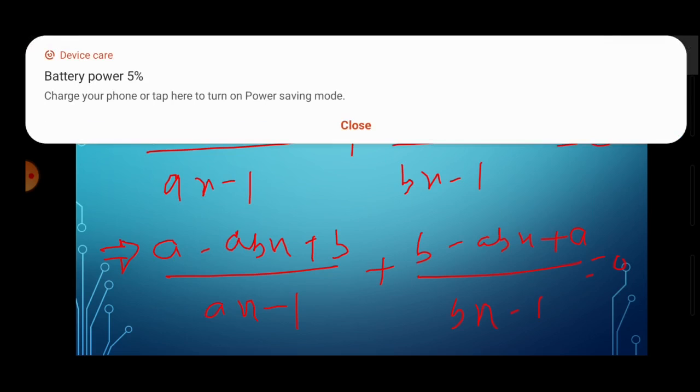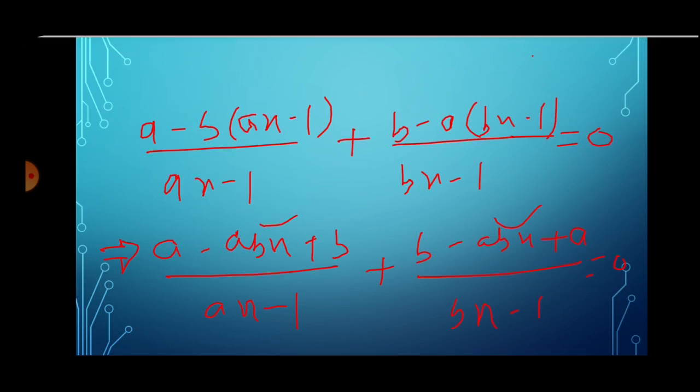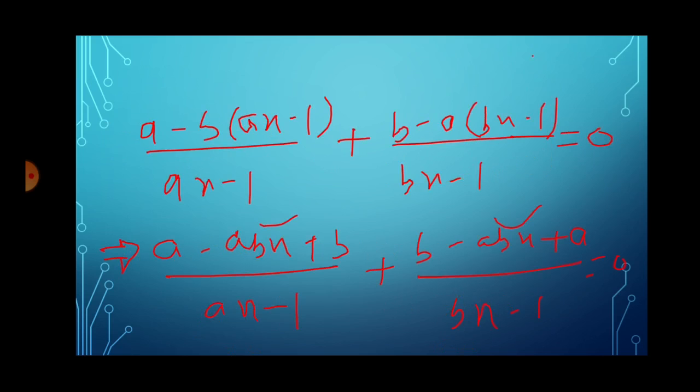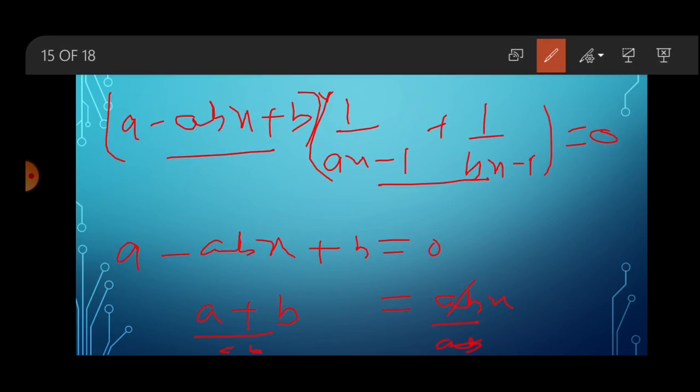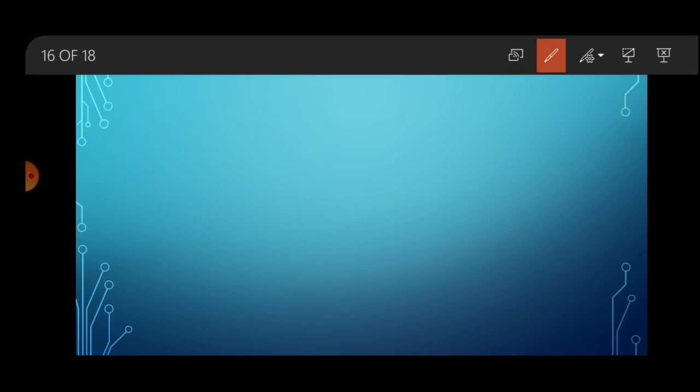Now you can see that this term a minus ab, as well as this term, both are the same, so we will take this term as common. So now the remaining equation will be something like this. Now I will equate this particular part to 0. When I equate this part to 0, I get x is equal to (a plus b) upon ab. This is what I will get.